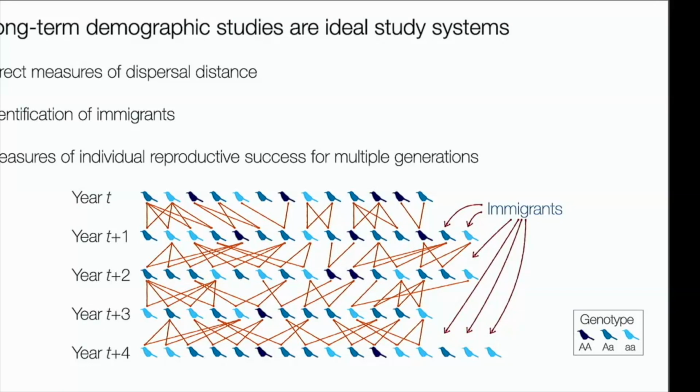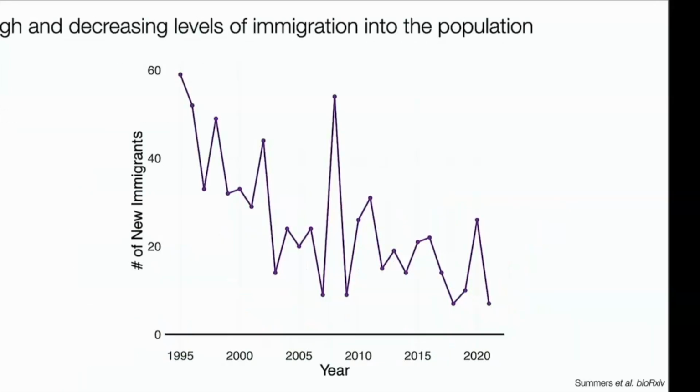So in our study population, from the census data, we found that there are relatively high levels of immigration coming into our population over time, and it is significantly decreasing over time. This is just the number of new immigrants appearing in our population. The decrease in immigration is not surprising.